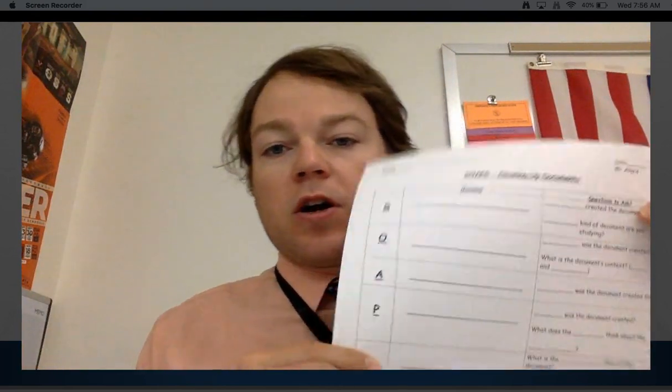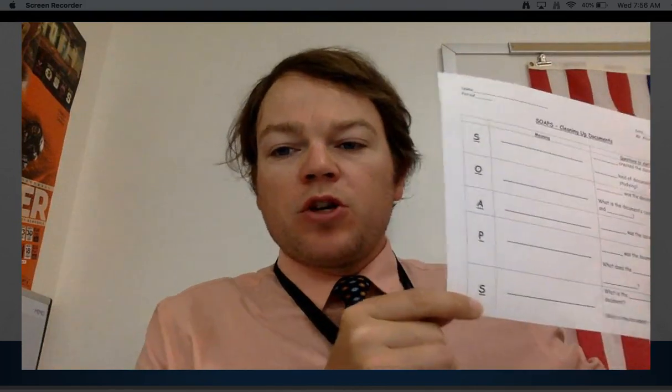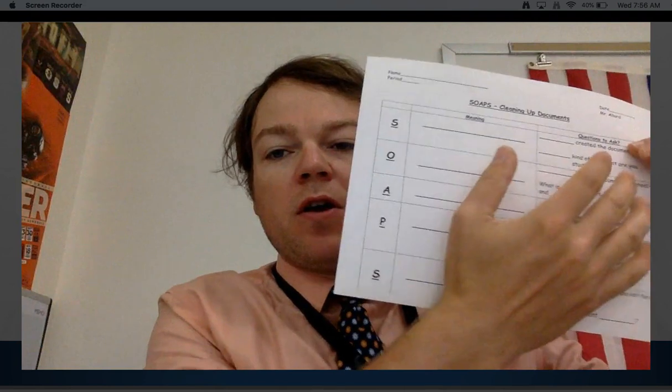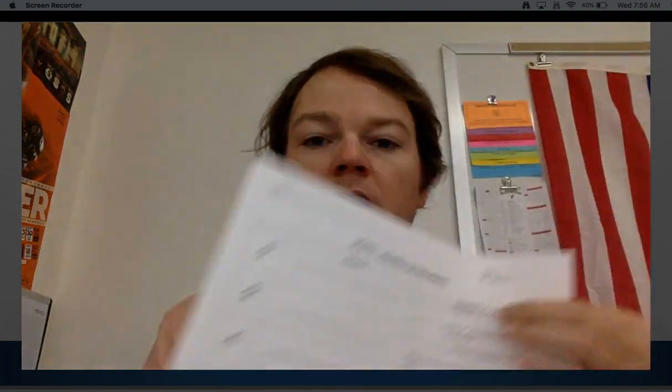Today we're going to be working on SOAPS and documents, so we should have this chart cut out and put in page number 6 in our interactive notebook. Should be relatively simple, straightforward. We got a meaning part that we're going to put here. We've got some fill in the blanks over here for questions we need to ask. And if at any time we get a little bit ahead of you, remember the pause button is your friend. All right, here we go.